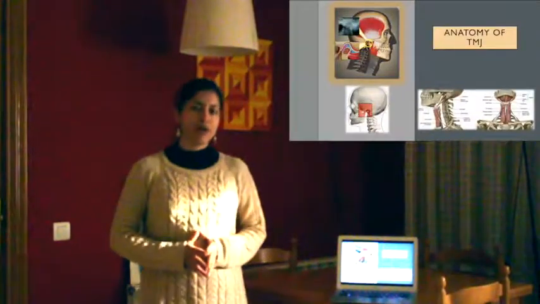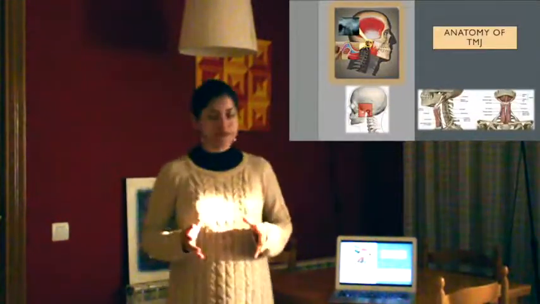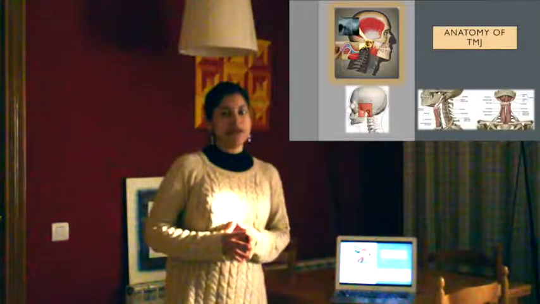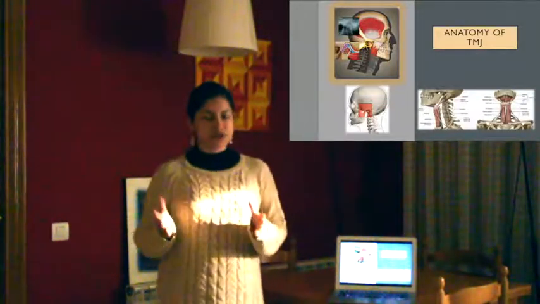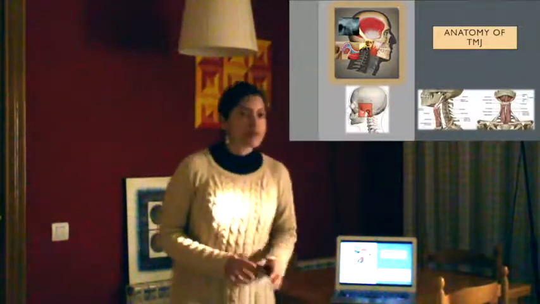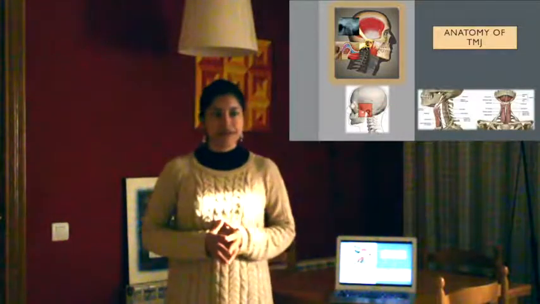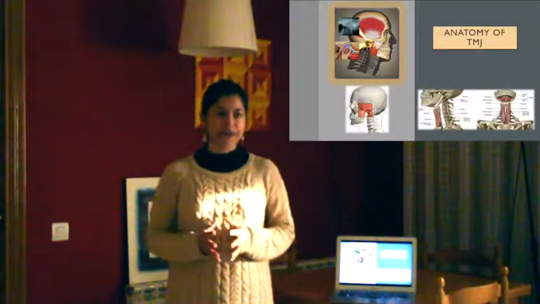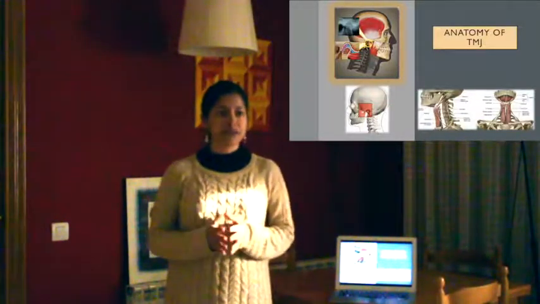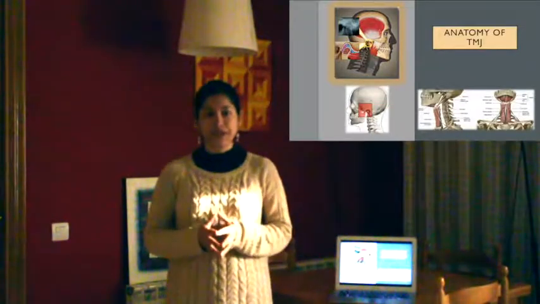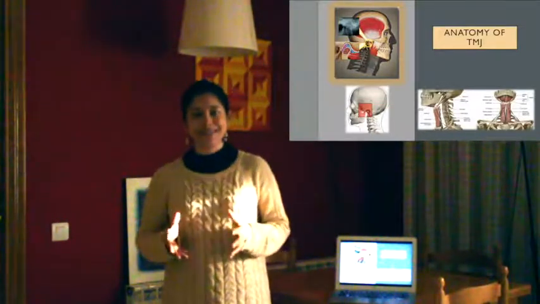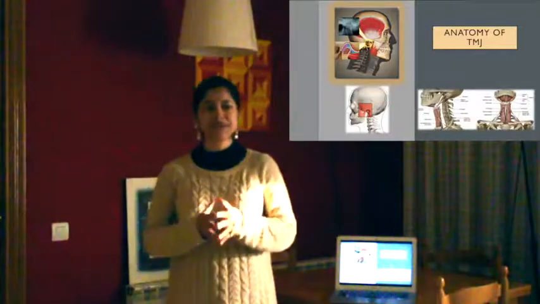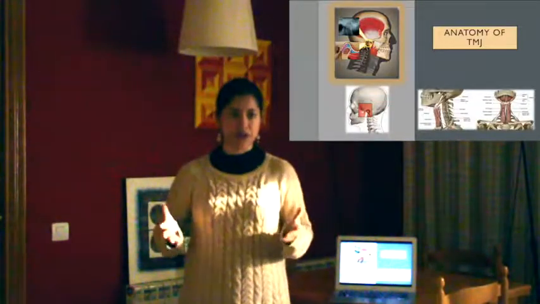Good afternoon, I'm going to talk about the anatomy of the TMJ and the treatment of TMJ disorders. The masticatory system is a functional unit of the body. It's primarily responsible for chewing, speaking, swallowing, tasting, and breathing. The masticatory system is extremely complex.